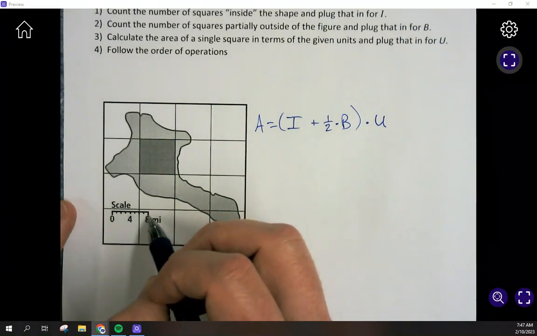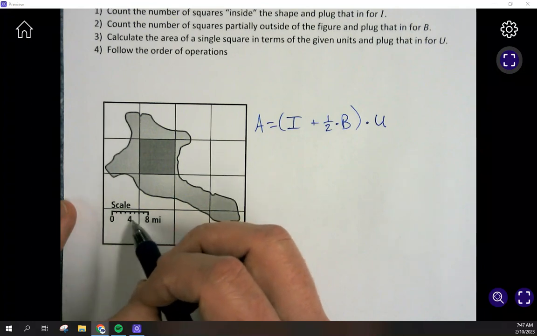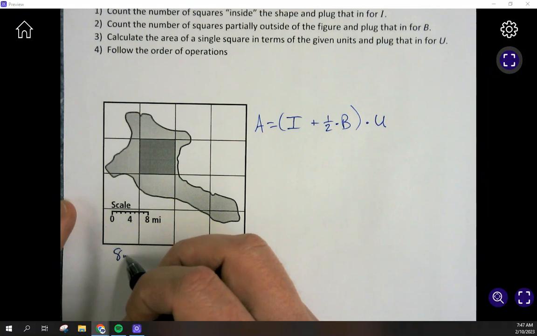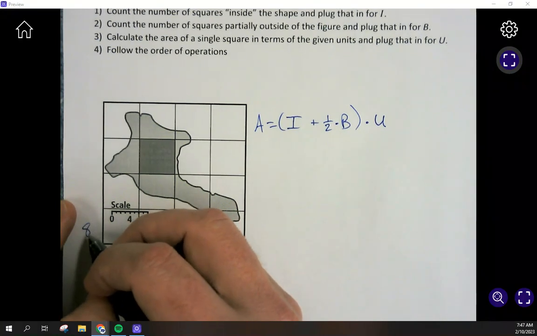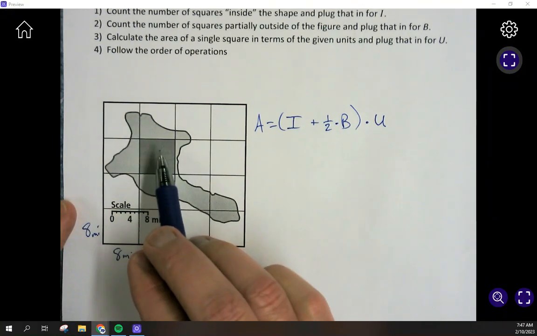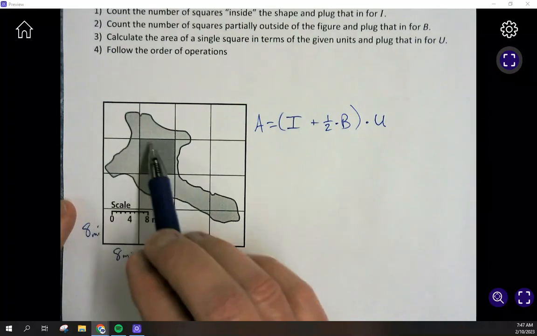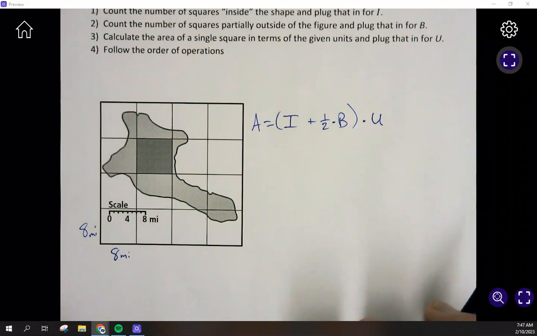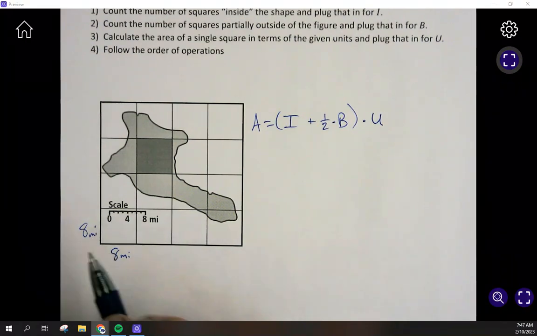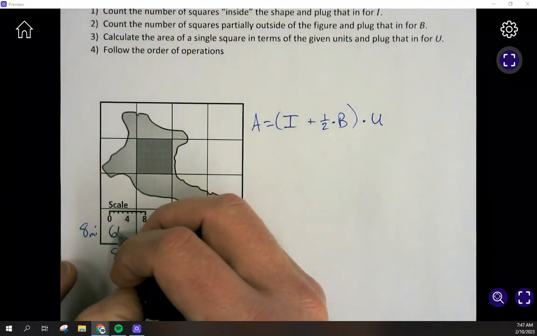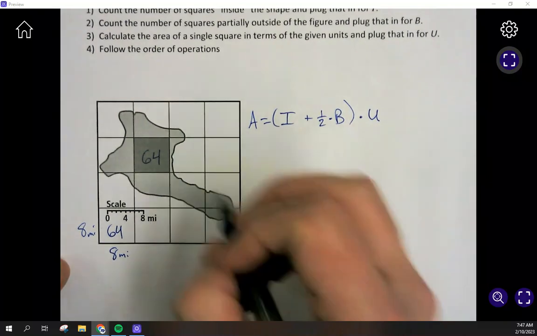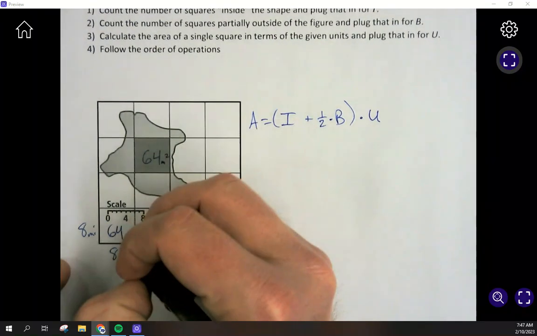But in this case, if you kind of slid this over, the length of one of these sides looks to be 8 miles. So we're just going to go with that. So 8 miles by 8 miles. So this full square here represents 8 by 8. We talked about in 8.2 it's just length times width, base times height, side times side for a square. So 8 times 8 is 64. So this one that we have here is going to be 64 square miles.